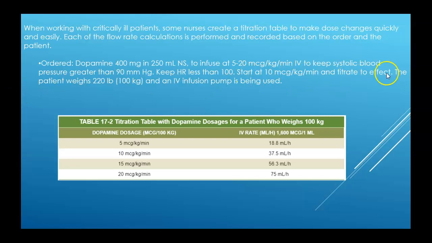Titrate until effect. So if they do have to titrate, they automatically know what the flow rate is. So once you calculate one of them, you can use the same calculations to get the rest. All you're going to do is change this number each time because the weight's not going to change. You're going to do this table, if you choose to, for the same patient.